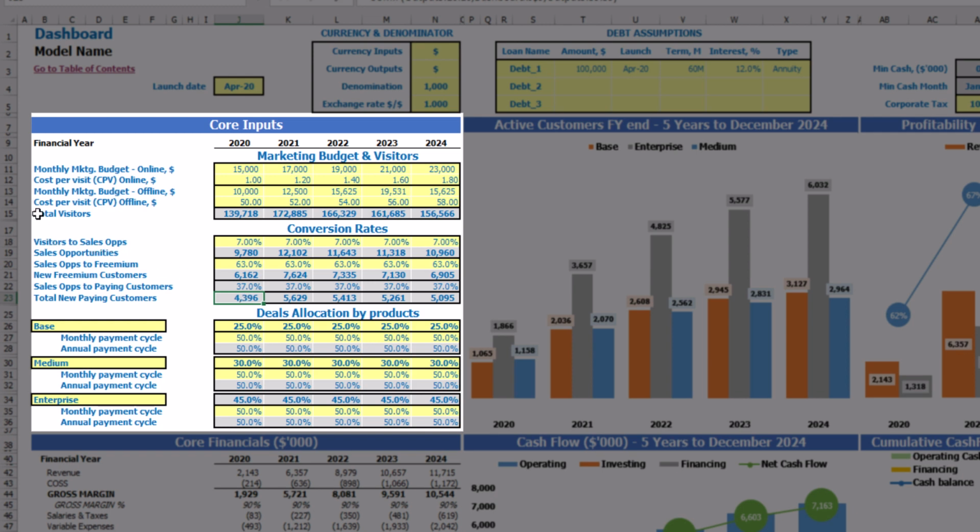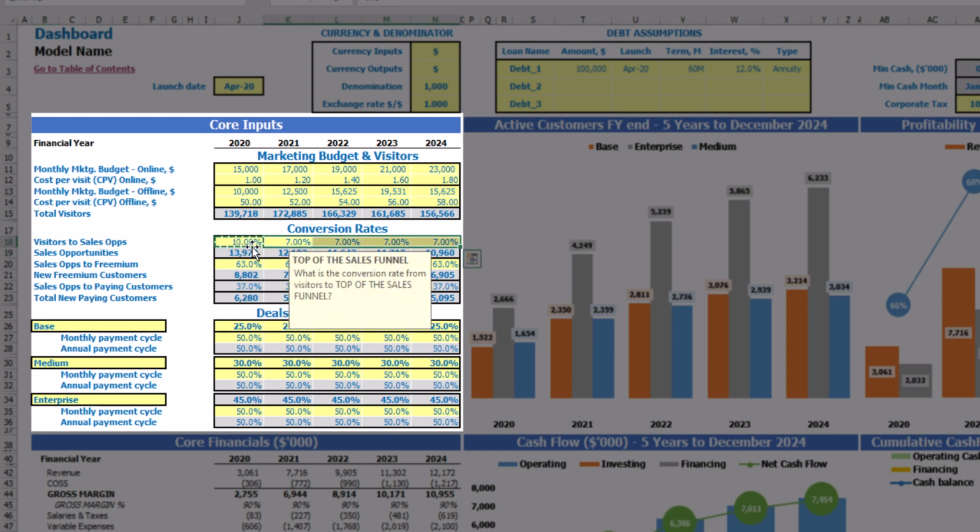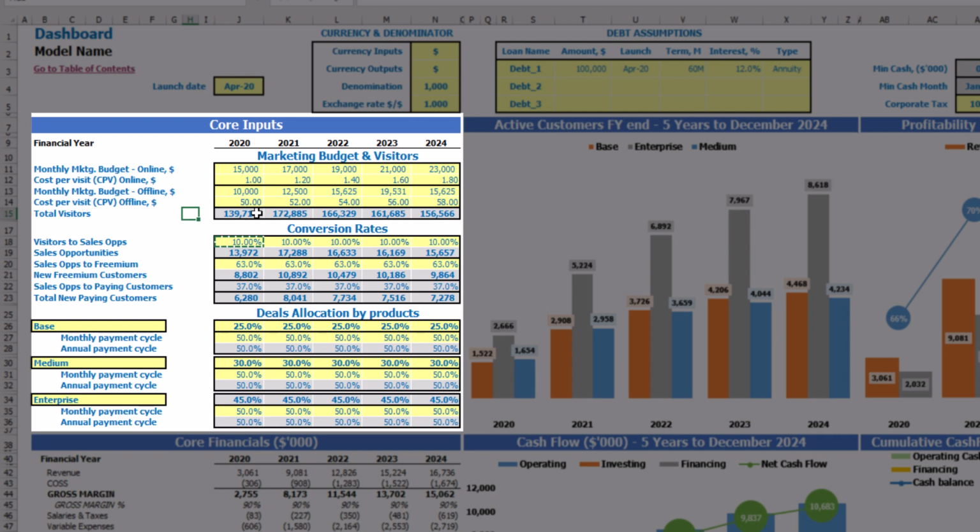So first of all, you need to convert your visitors to sales opportunities. Let's pretend this is 10% across all the years. So for the year 2020, you will convert 139,000 of visitors to 13.9 thousand of sales opportunities.